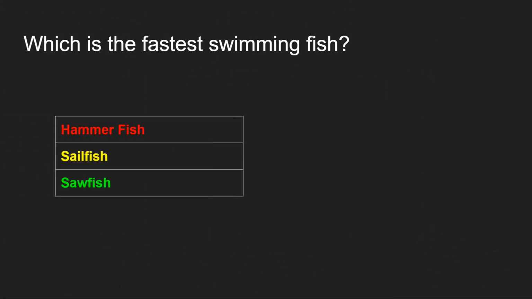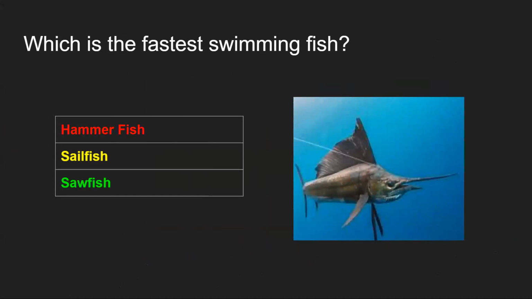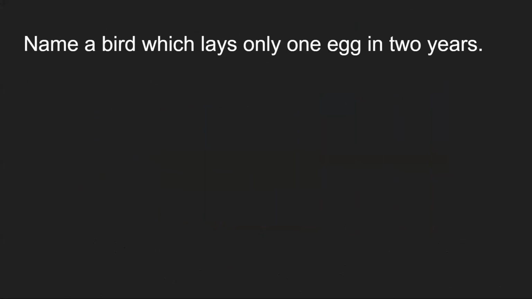Now the next one is, which is the fastest swimming fish? Fastest swimming fish. Here are the options: hammerfish, sailfish, sawfish. Fastest. So according to the picture, I think you recognize this picture. The name of this fish is sailfish. The sailfish is the fastest swimming fish.